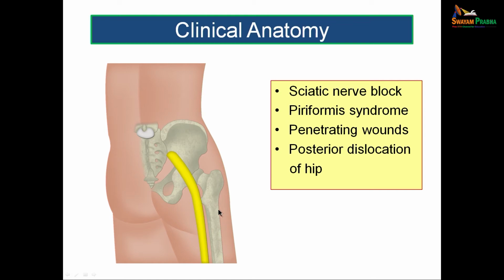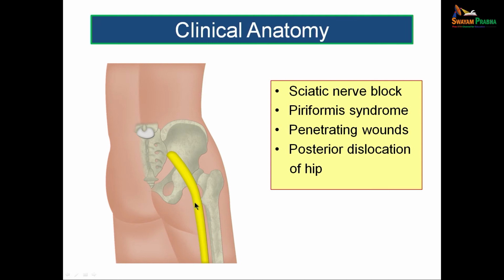Penetrating wounds on the back can also injure the sciatic nerve, especially in the area where the sciatic nerve has a subfascial course, that is between the gluteus maximus and the long head of biceps femoris. Between these two superficial muscles, the sciatic nerve has a subfascial course. So, any penetrating wounds in this area can easily injure the sciatic nerve.